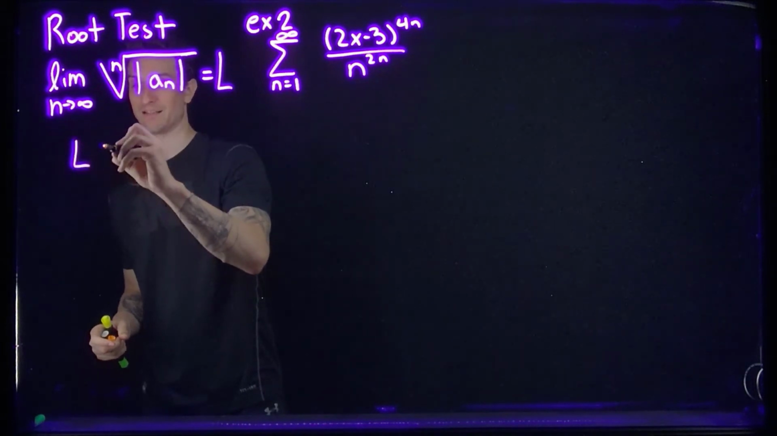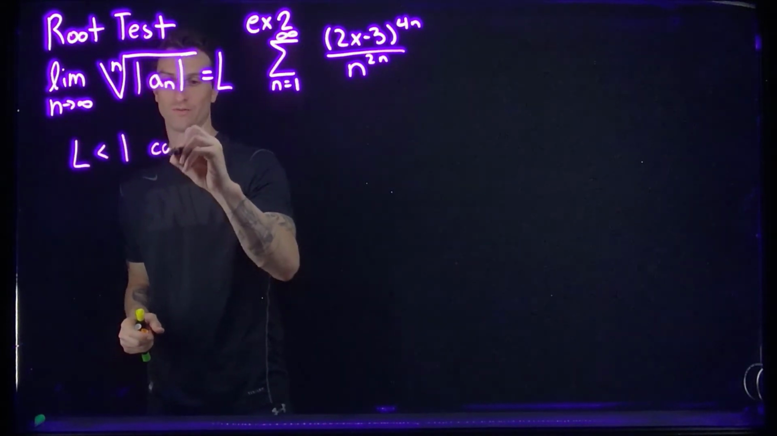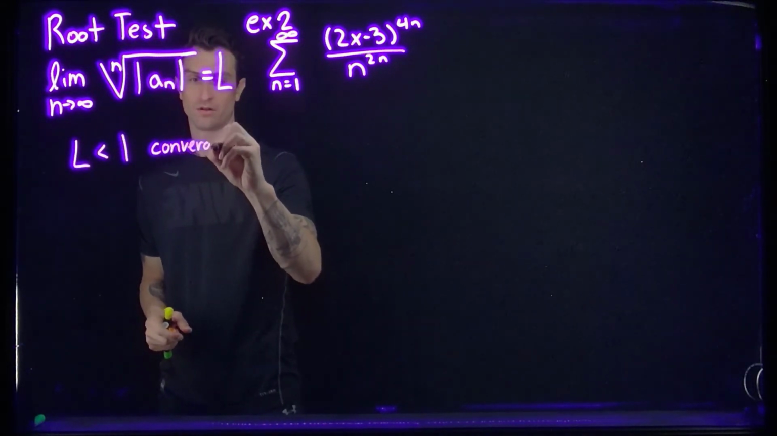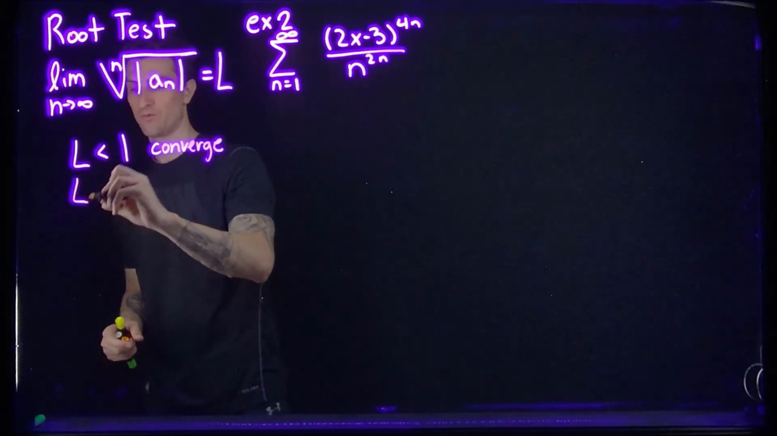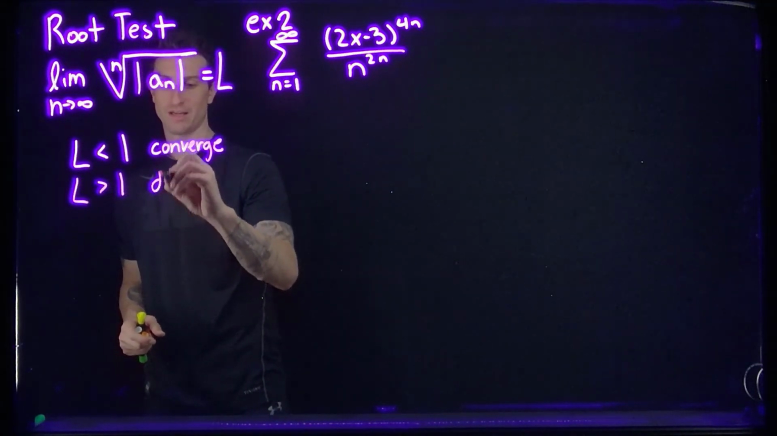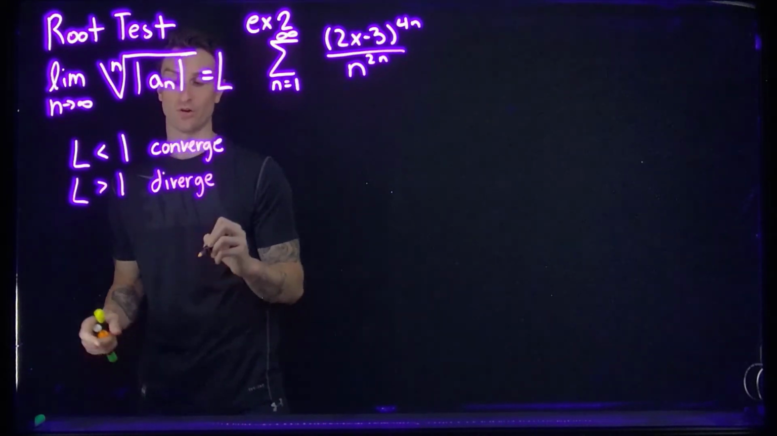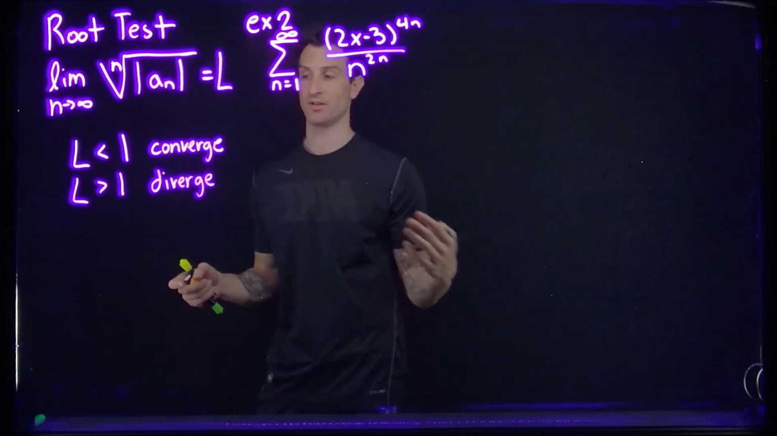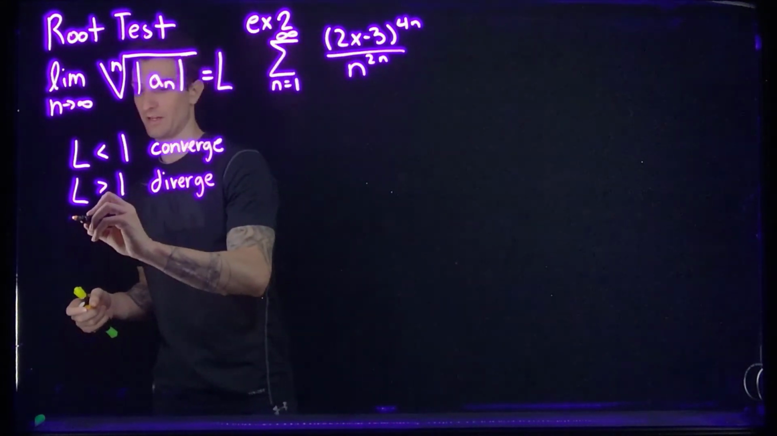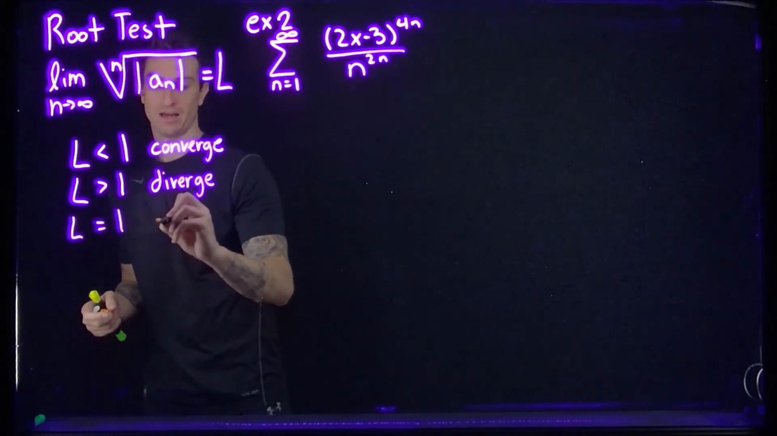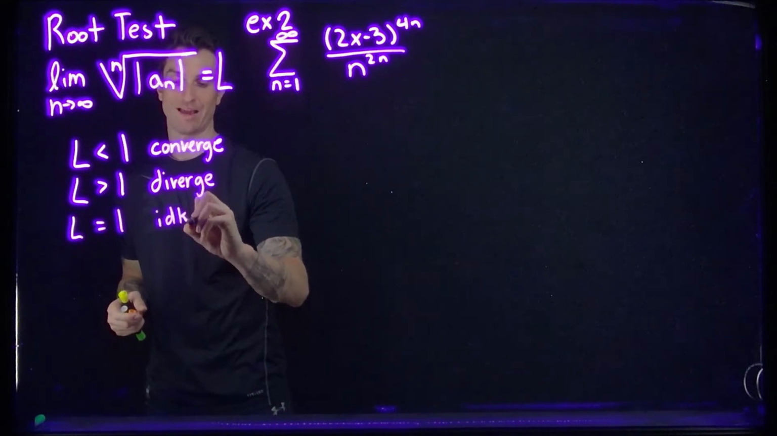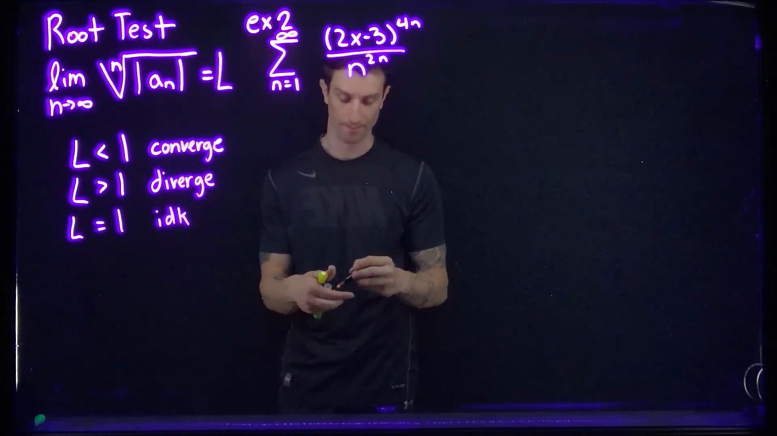If L is less than 1, we're going to converge. If L is greater than 1, we will diverge. And if L is equal to 1, we don't know. And when I say I don't know, that means there are other tests for us to perform. So that's why I just wrote the shorthand, I don't know, but there are other tests that we would have to perform if our limit was equal to 1.